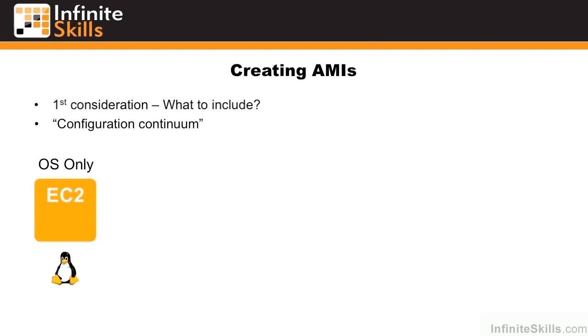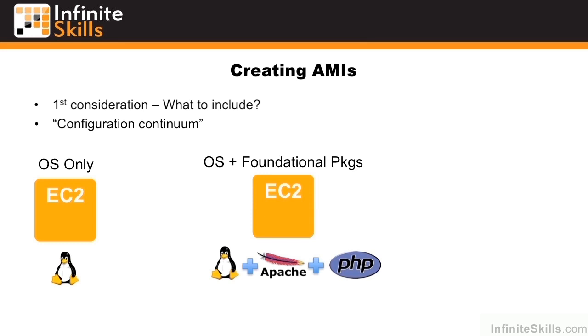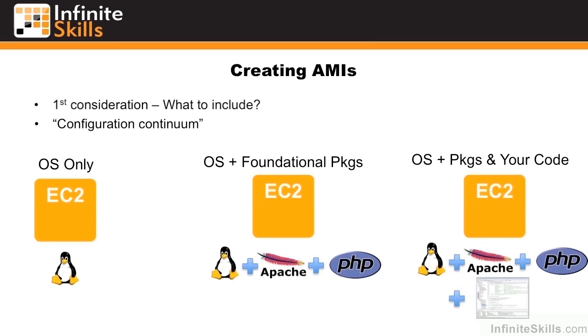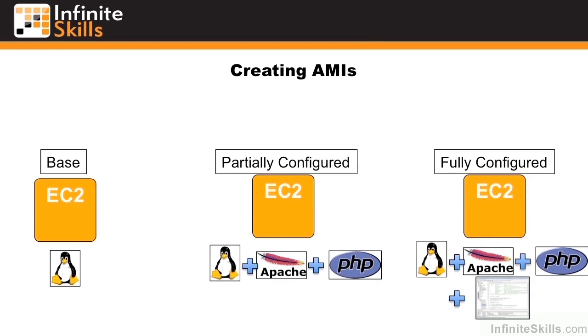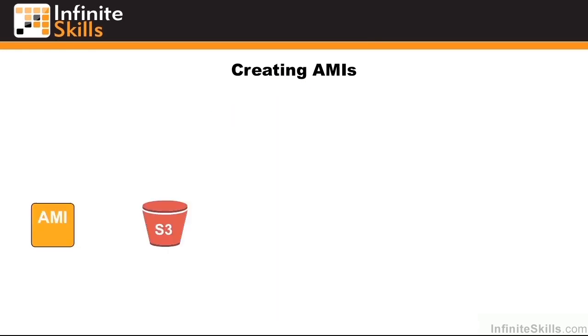At one end of the continuum, you have the OS only. This is basically the same as the base AMI from Amazon. Here in the middle, we've additionally installed Apache and PHP, or some foundational packages, into this EC2 instance. And over here on the far right, we have all the above, plus potentially some of your code. These are what are known as base, partially configured, and fully configured AMIs. You can burn any of these to an AMI.